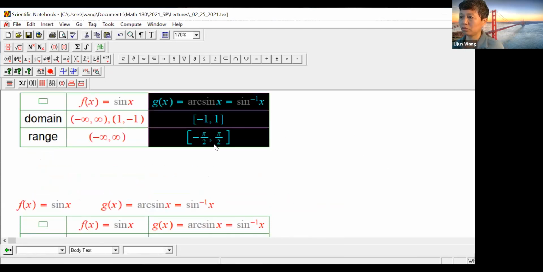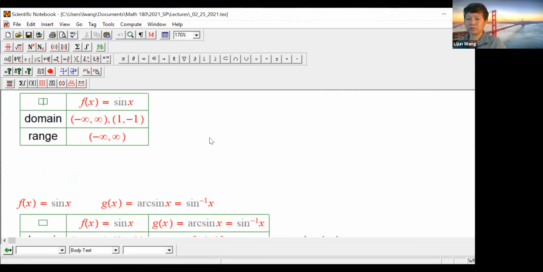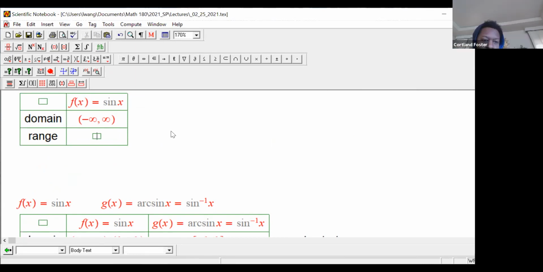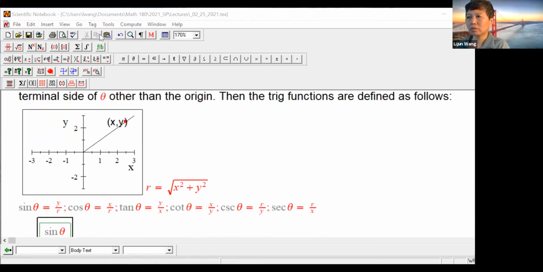I'm going to remove this part yet. We know this is wrong. What should be the range? The range should be -1 to 1. Can you put it on the chat? Yeah. Why is that? You see the range?